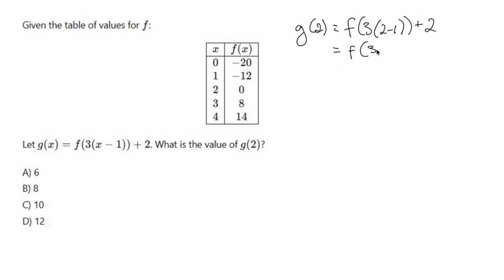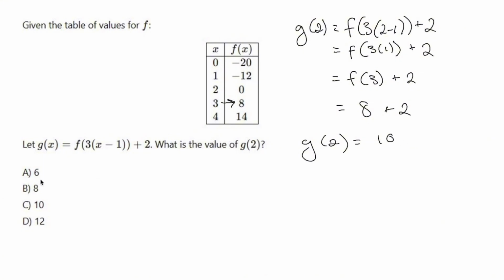F of 3 times 1, close it, plus 2 is going to be f of 3 plus 2. Well, what's f of 3? Oh, let's go to our table over here where our f of x's live. When x is 3, we get 8. So f of 3 is 8, and 8 plus 2 is 10. So g of 2 is 10, and 10 is going to be my answer.